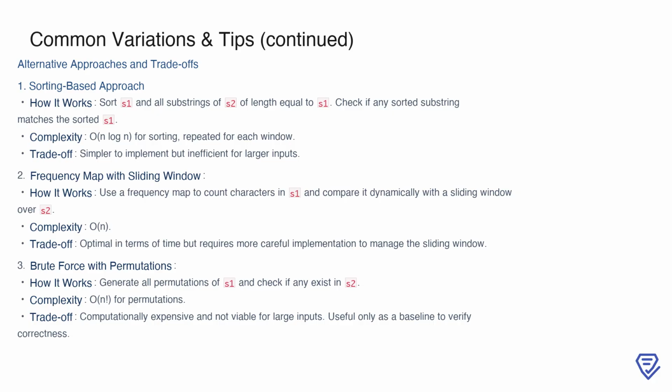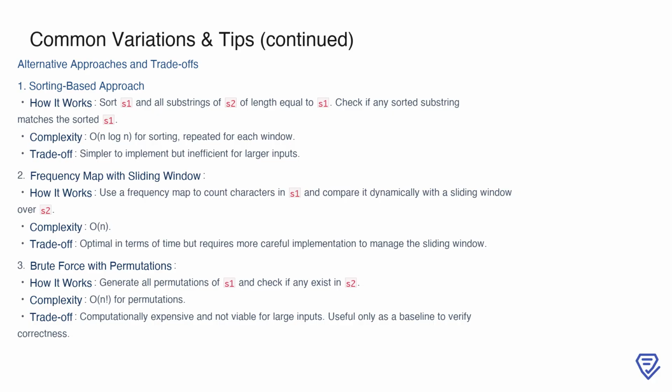One approach involves sorting. Here, you sort the characters in S1 and then sort every substring of S2 with the same length as S1. If any sorted substring matches the sorted S1, you've found a permutation. While straightforward, this method is computationally expensive, with O(n log n) complexity for sorting, repeated for each window. A more efficient alternative is the frequency map with sliding window approach.